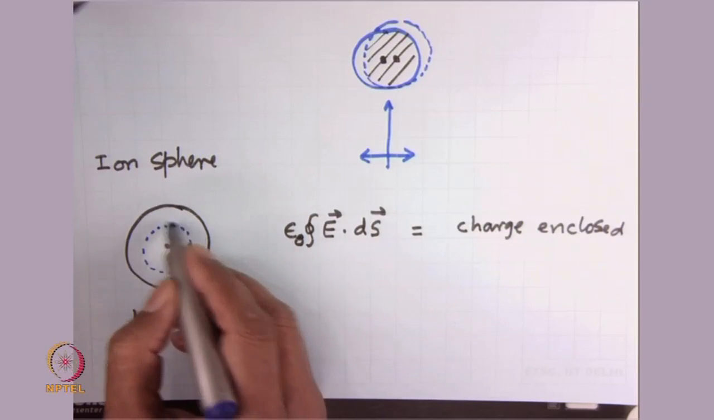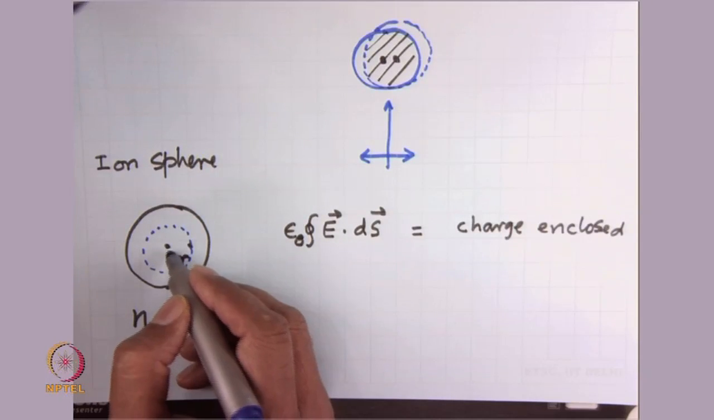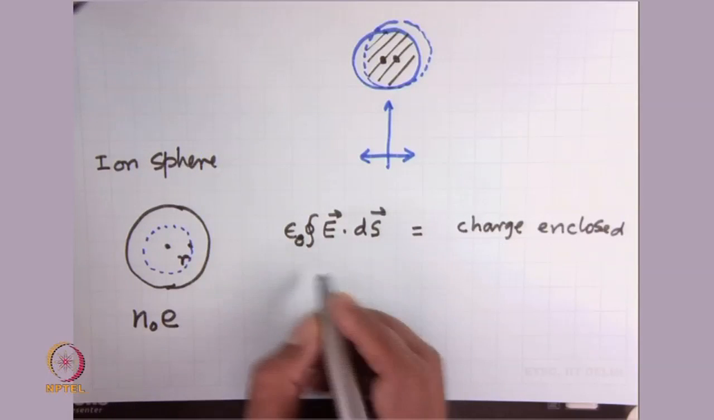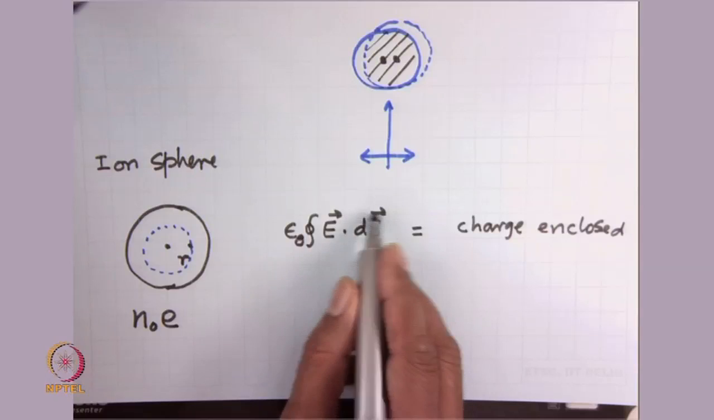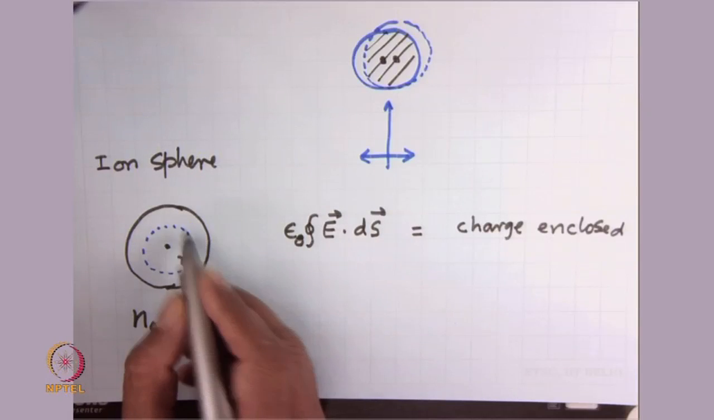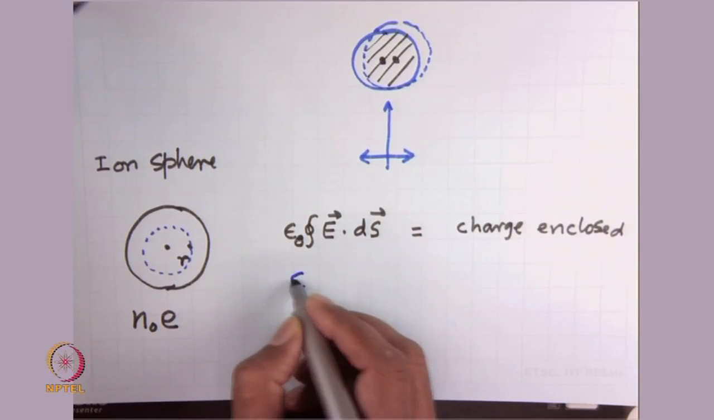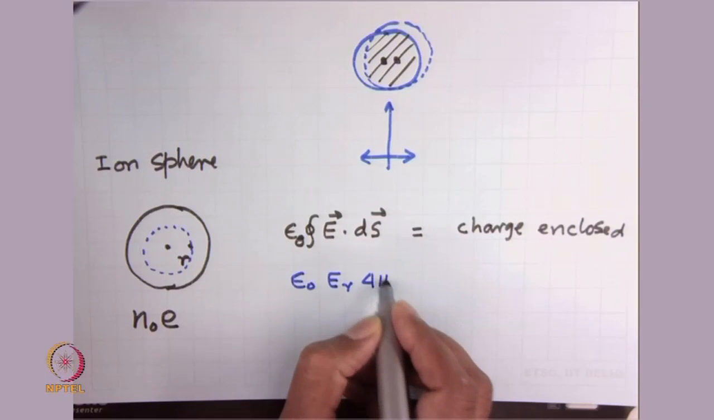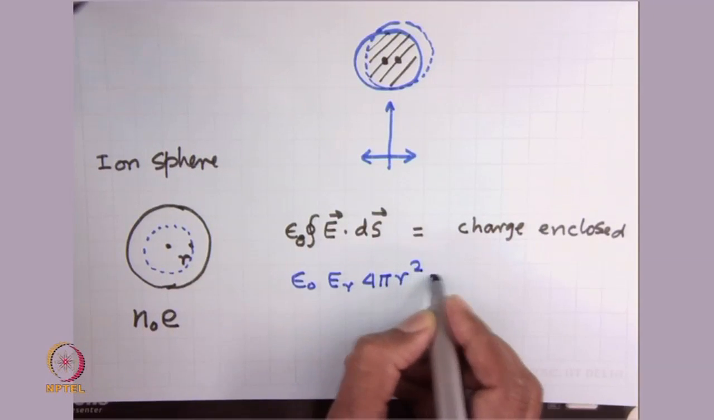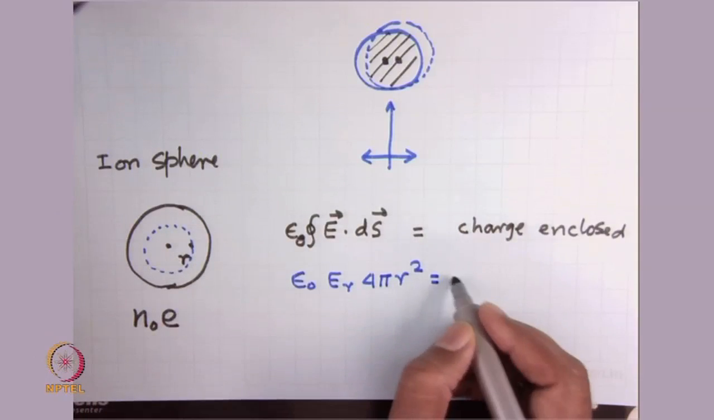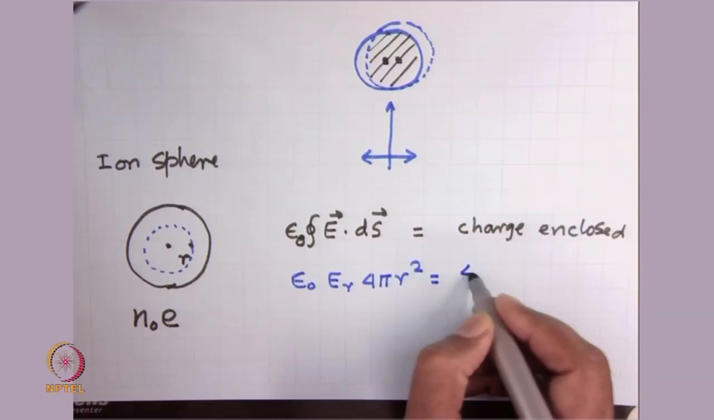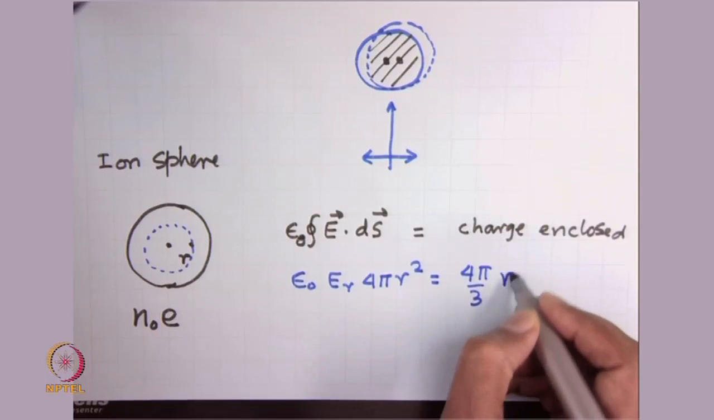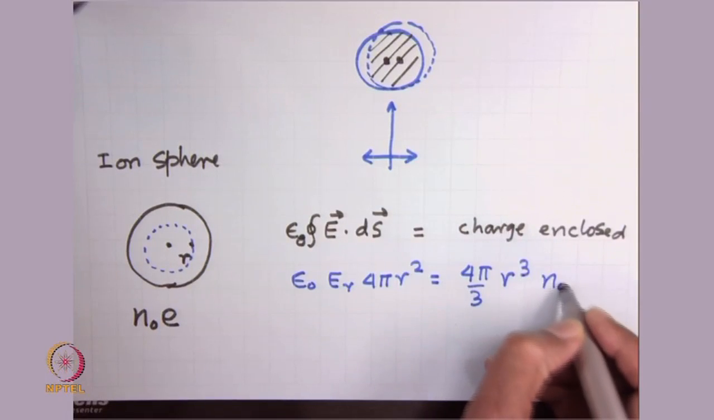So, I consider a spherical Gaussian surface and calculate this quantity. By symmetry, the electric field is in the radial direction. So, this is E_r and the total surface area would be 4 pi r square. So, this becomes epsilon 0 E_r 4 pi r square is equal to the charge enclosed, which would be the volume of the sphere, 4 pi by 3 into r cube, into n0 e.